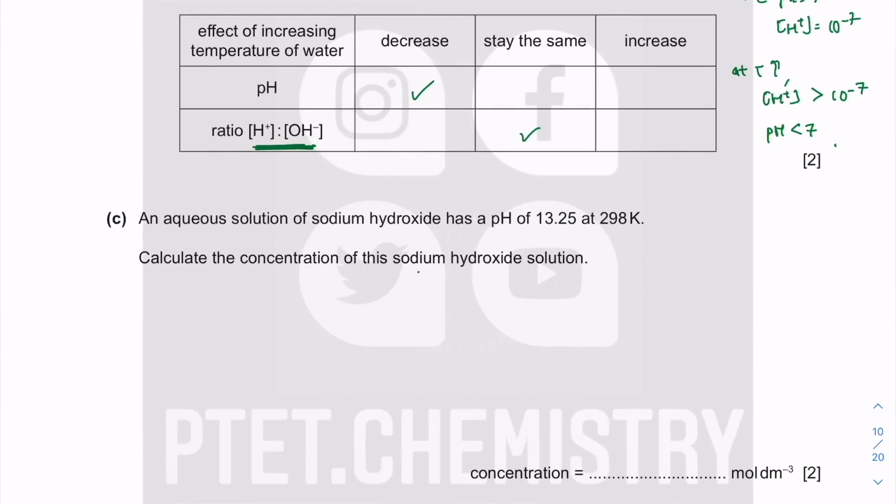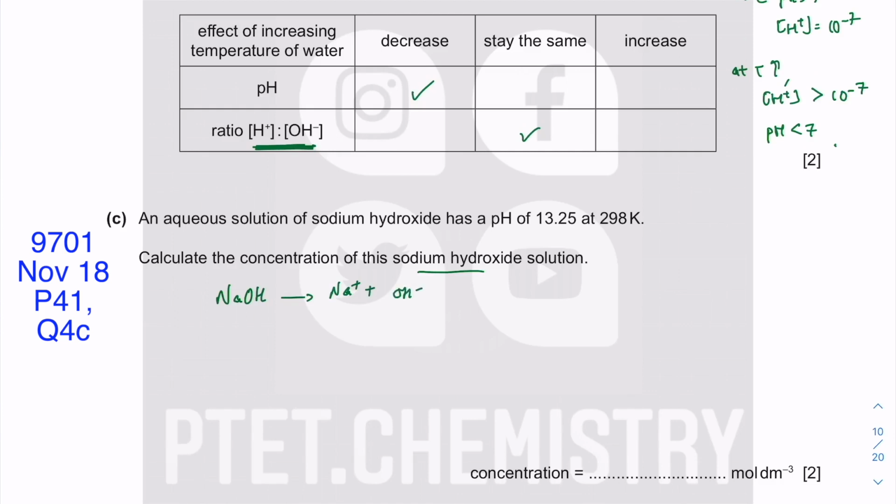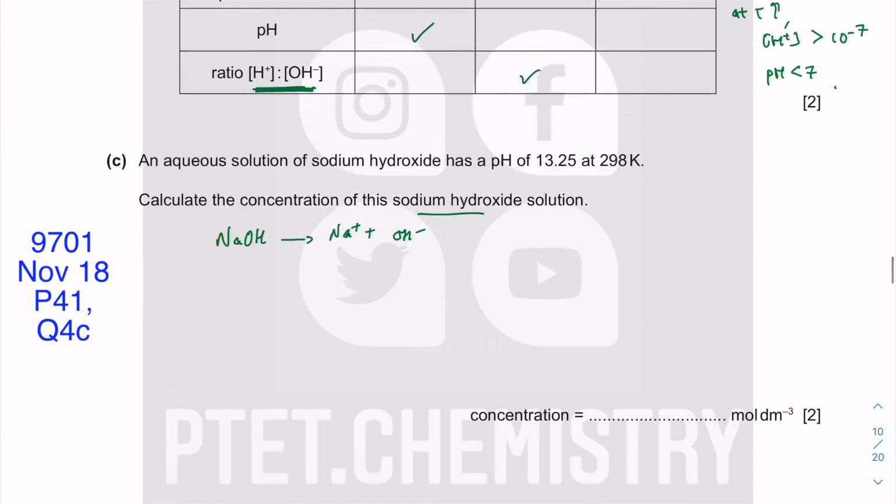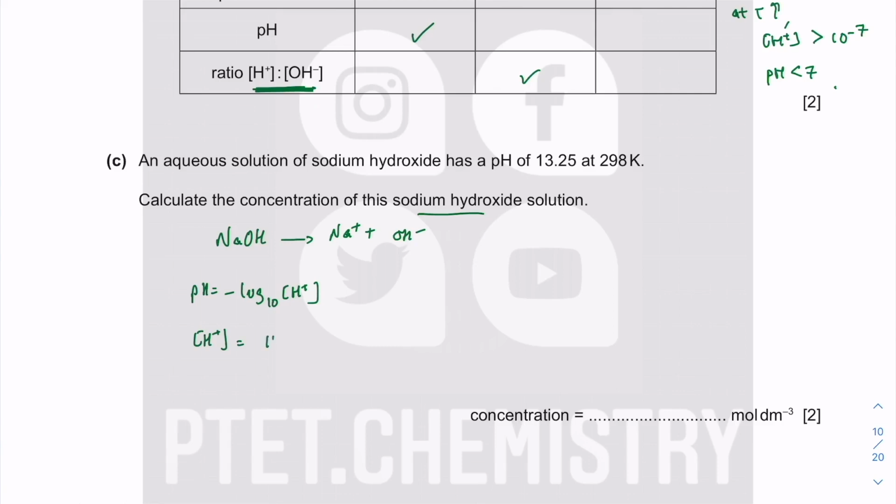Now, this is sodium hydroxide. It is a strong base. So this is pH of a strong base. It fully dissociates, okay? So pH is equal to minus log10 of H+. So you've got to find out the H+ concentration. That's 10 to the power minus 13.25.